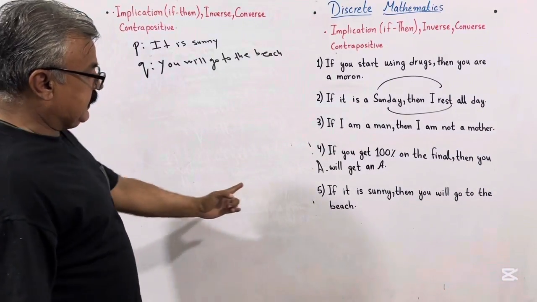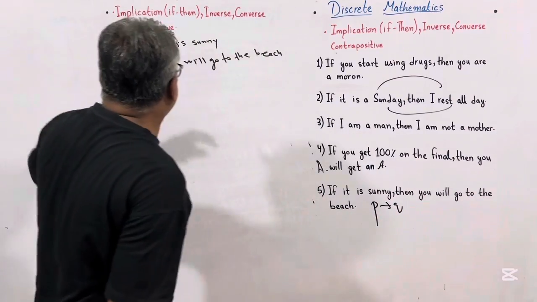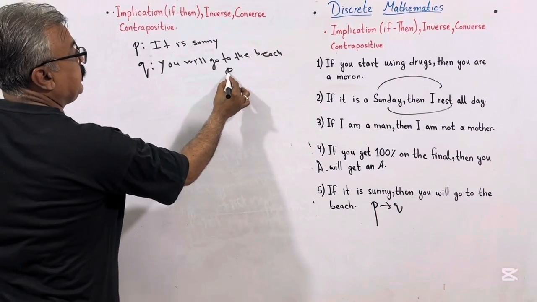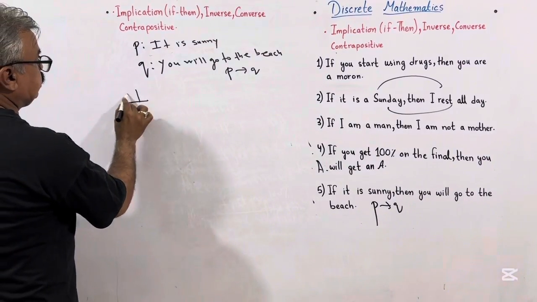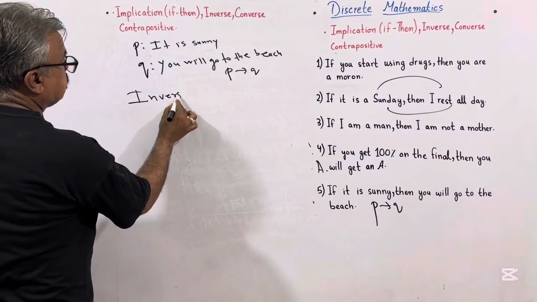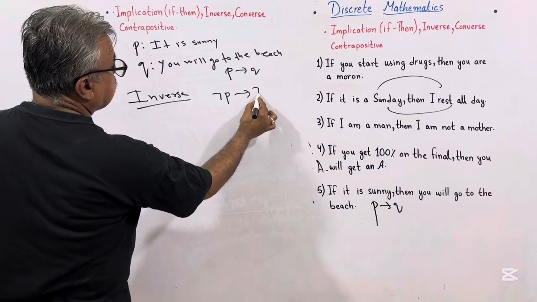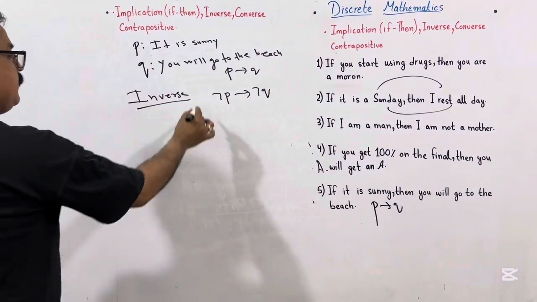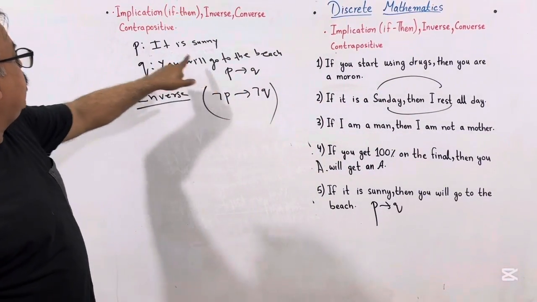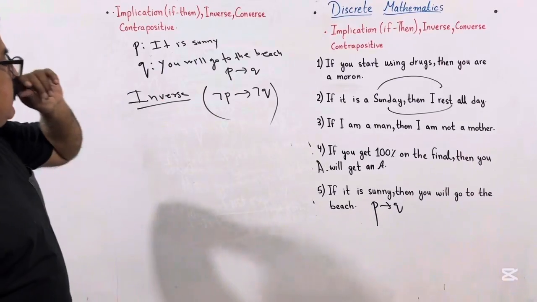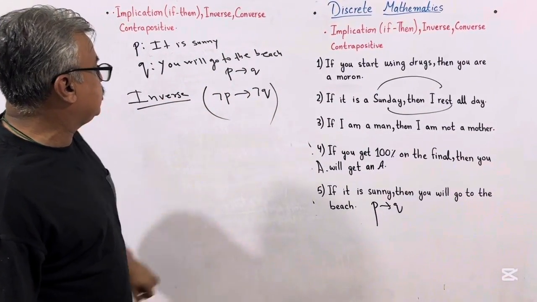This implication can be written as simply P implies Q. Its inverse is negation of P implies negation of Q. P implies Q: if it is sunny, then you will go to the beach. Its inverse, in symbols, is written as negation of P implies negation of Q.